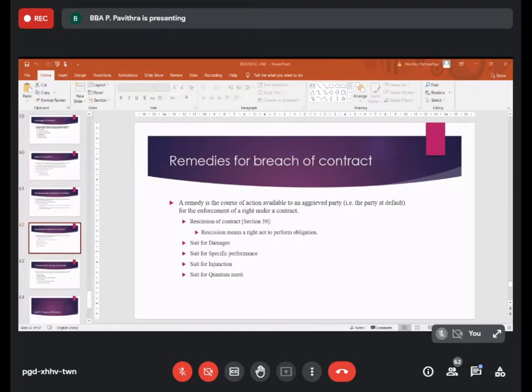So a stay means you ask the court to stop the entire process. Okay, you seek the court's order to stop the entire process. This should not happen at all, and you close this.